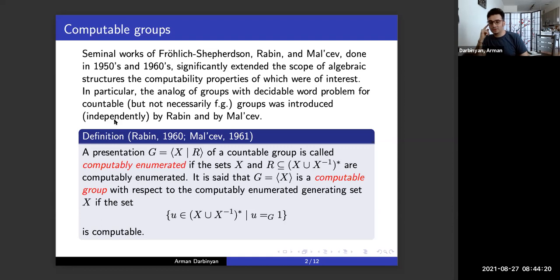This concept was introduced by Rabin and Maltsev independently. Maltsev was working in the Soviet Union and Rabin was working in the USA, a student of Alonzo Church, by the way. It was part of a program of so-called structural computability theory that was initiated by Froelich, Jefferson, and others, with the goal to study the interaction of algebraic structures and computability theory.